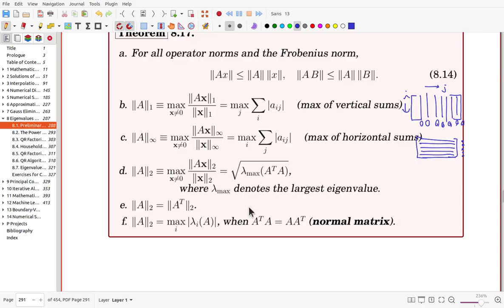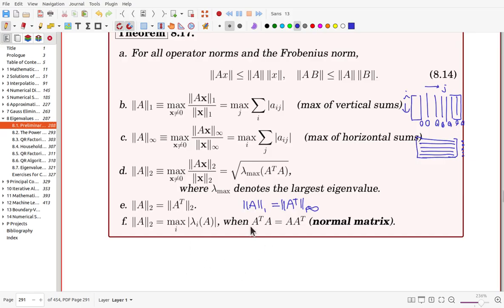How about, for example, the one norm and the A transpose one norm? Are they the same? No. The one norm is basically the absolute value with vertical summation, but for the transpose, the vertical summation is in fact the L infinity norm. So if you want them to be equal, then the infinity norm must be the same, right?